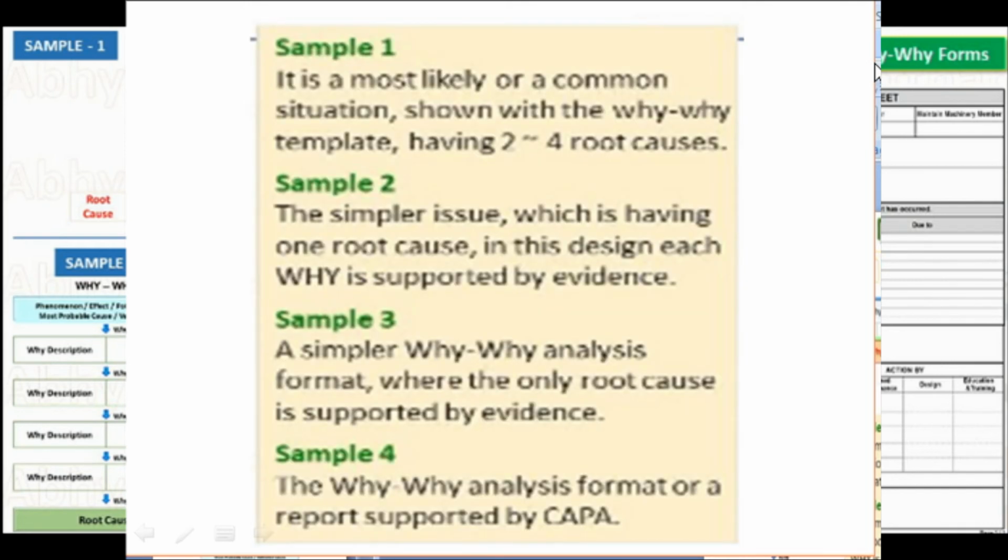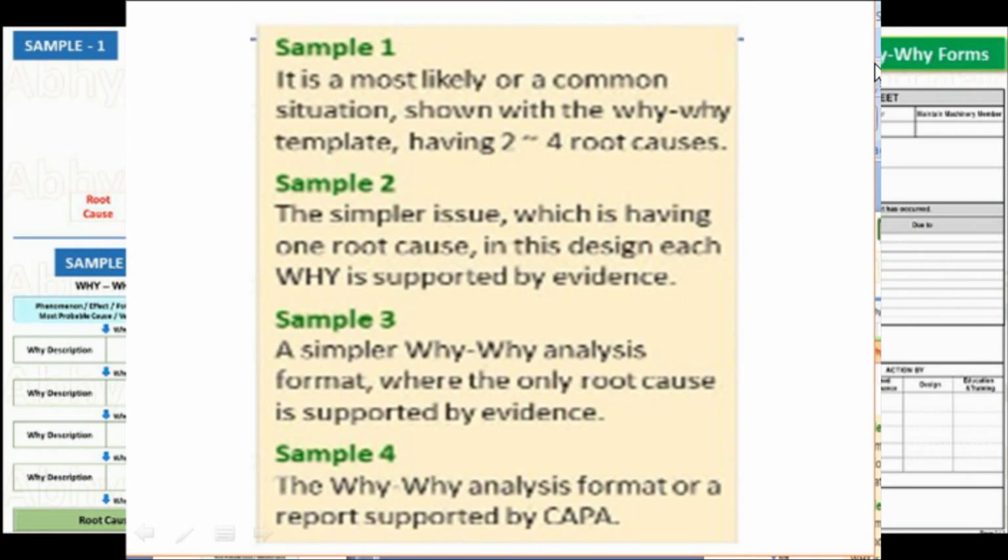So these are the 4 different formats we used in this session today. The first sample was the most likely or common situation shown within the why template, where 2 or 3 root causes may be possible. The first format is used in common situations where 2 to 4 root causes are available. Then sample number 2 is a bit simpler, where there is a simple issue which has 1 root cause.